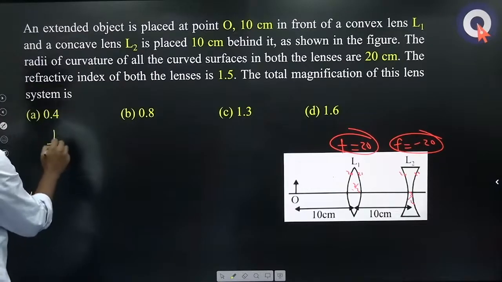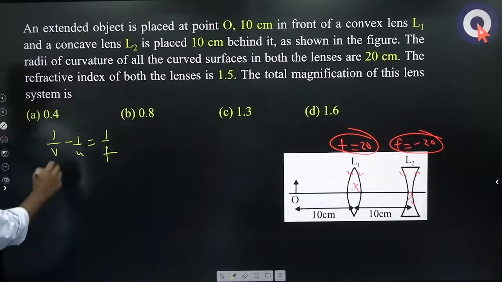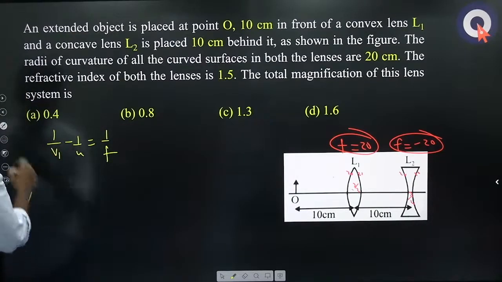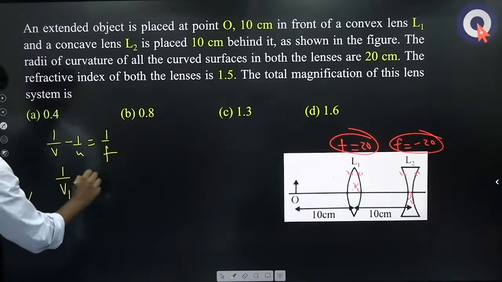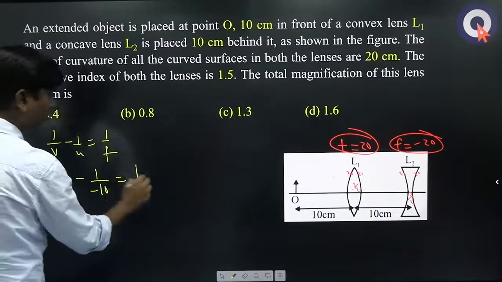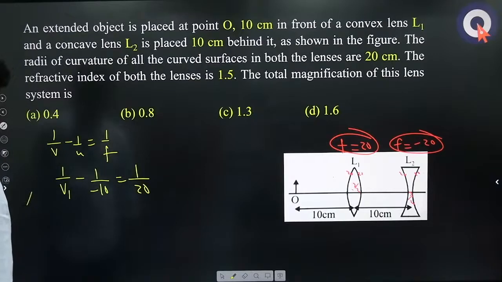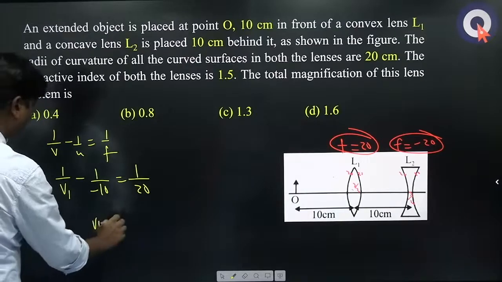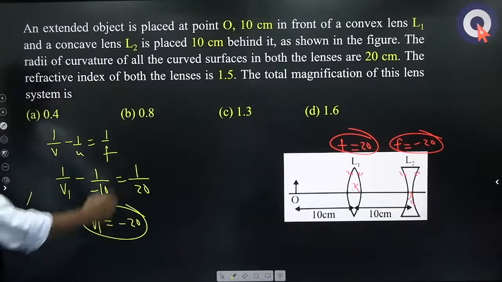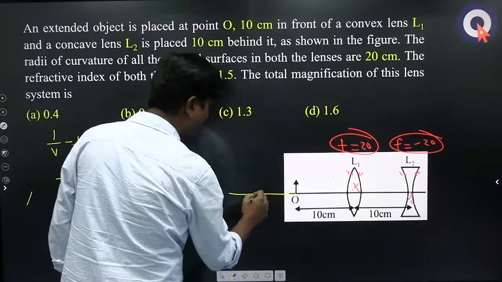So you can calculate that. Lens formula: 1 by v minus 1 by u is equal to 1 by f. So v1 you have to calculate. So 1 by v1 minus 1 by u, where u is minus 10, is 1 by f, which is 1 by 20. So 1 by v1 is 1 by 20 minus 1 by 10, and so v1 will be minus 20. Check it. The first image will be somewhere here. First image is here.